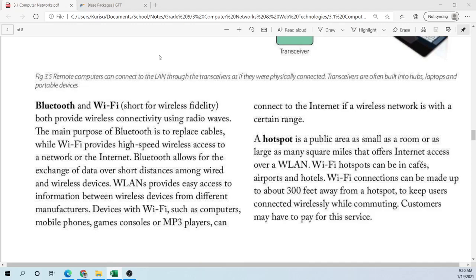Bluetooth and Wi-Fi. Wi-Fi is short for wireless fidelity. Both provide wireless connectivity using radio waves. The main purpose of Bluetooth is to replace cables, while Wi-Fi provides high-speed wireless access to a network or the internet. Bluetooth allows for the exchange of data over short distances among wired and wireless devices.